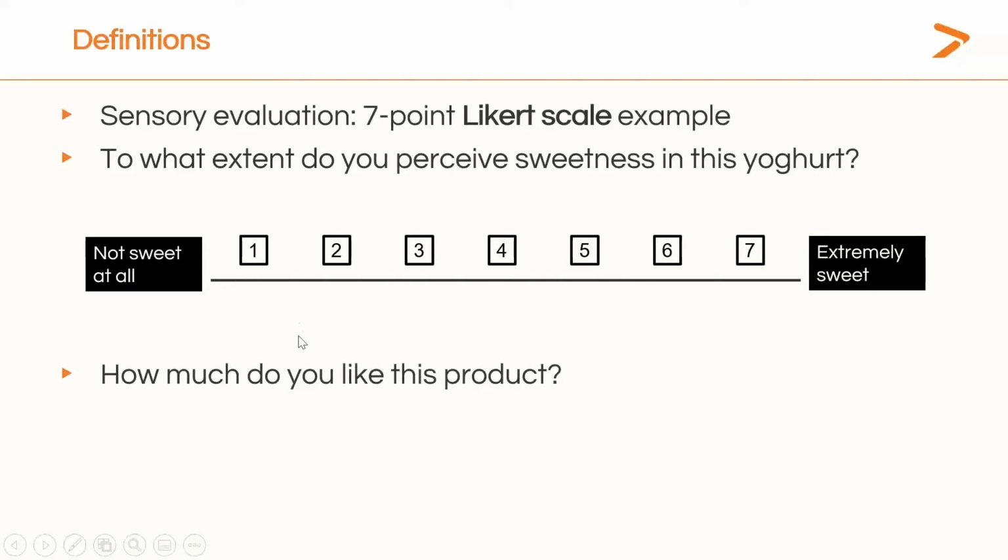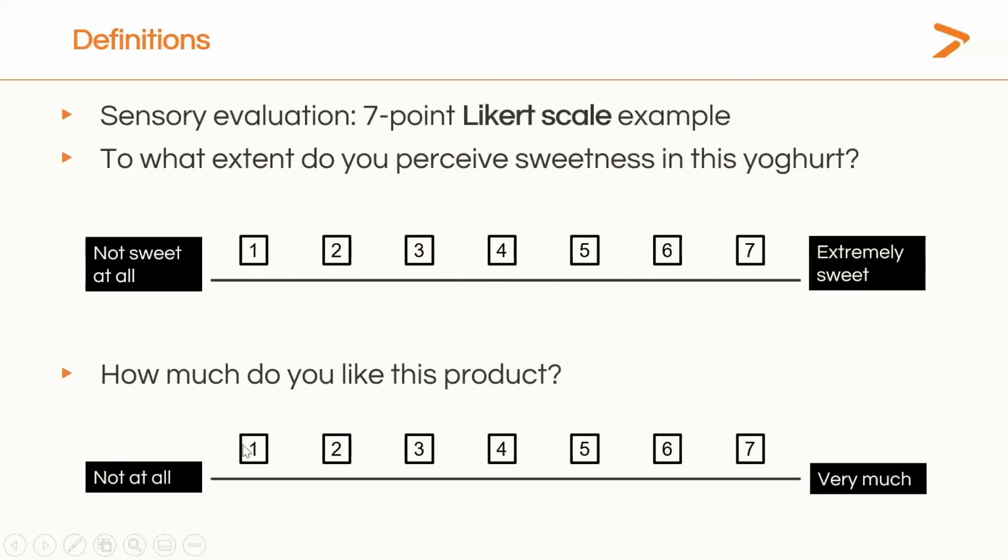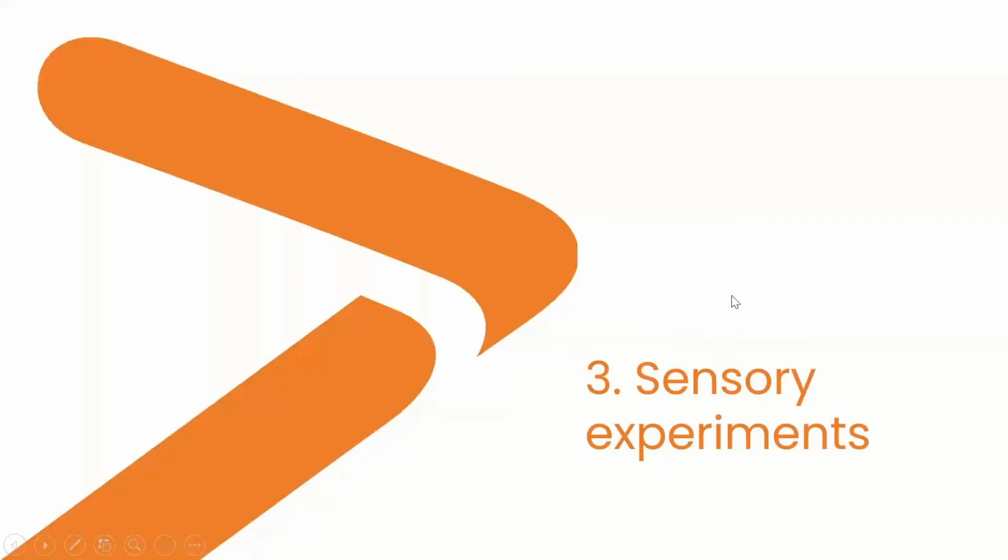Otherwise, you can have other questions which are more affective. So how much do you like this product? You can also use a 7-point Likert scale that goes from not at all to very much. There are several types of sensory experiments, and choosing the right type depends, of course, on your question and on the type of data you have.